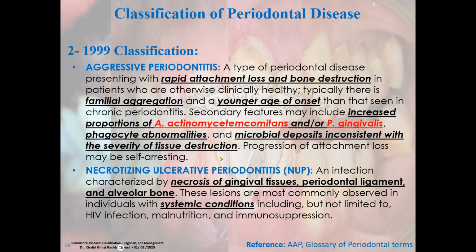Aggressive periodontitis: rapid attachment loss and bone destruction, usually at a younger age of onset, but it might happen at older ages. Increased proportion of Actinobacillus actinomycetemcomitans, or Aggregatibacter actinomycetemcomitans, Porphyromonas gingivalis, phagocyte abnormalities, and microbial deposits inconsistent with the severity of tissue destruction, meaning patients might have little plaque and calculus but severe attachment loss.